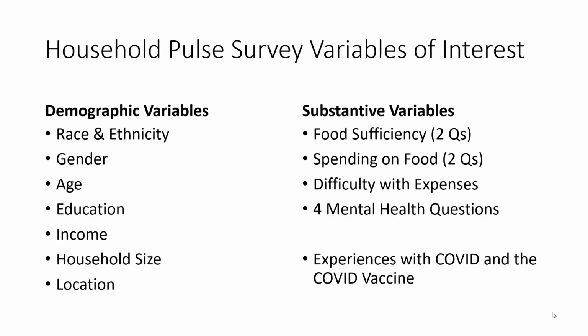We're going to look at food sufficiency. We're going to look at spending on food. There are 2 questions each for both of those topics. We're going to look at one around difficulty with expenses in our next assignment. And also in our next unit, we're going to look at a few on mental health. And in your assignment, when you look at week 48, you'll get to look at some that are around experiences with COVID and the COVID vaccine. Let's walk through each of these so you understand what they look like.